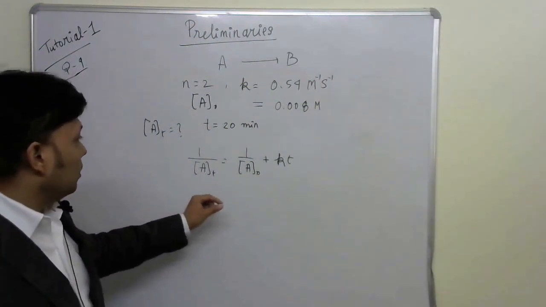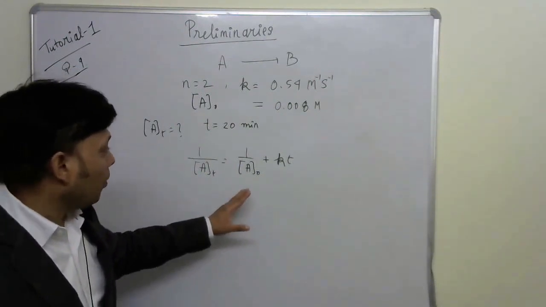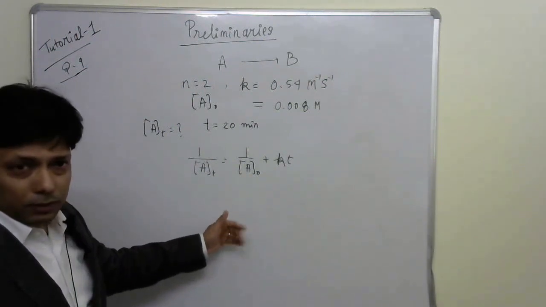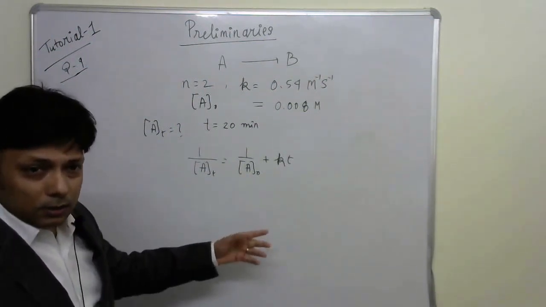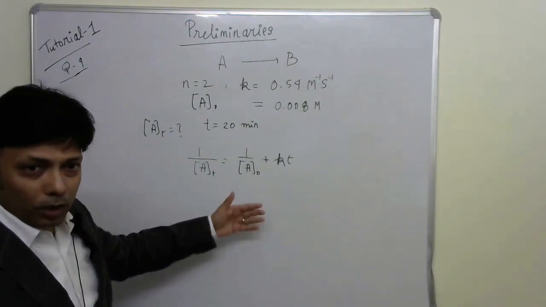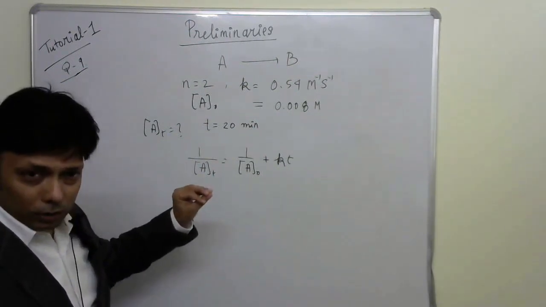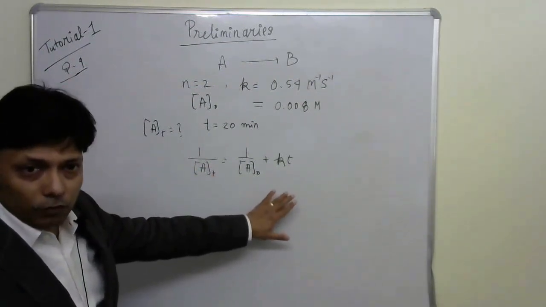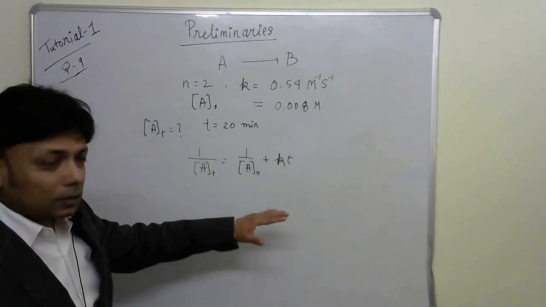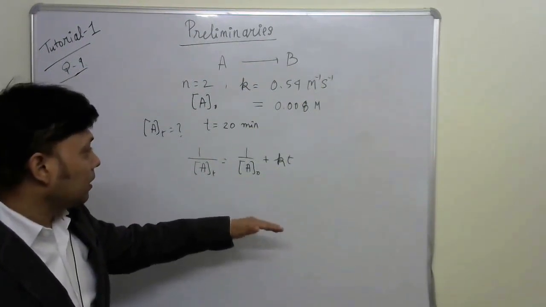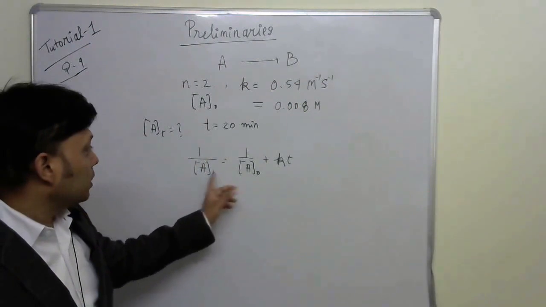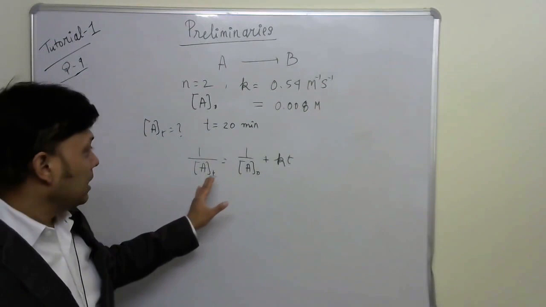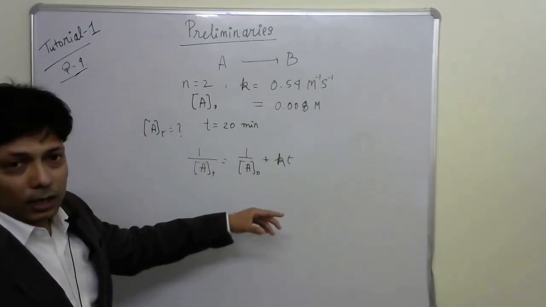Just one comment here: in an exam, if numerical problems are given, then depending on the marks, you have to choose which way to solve. If it is a very short objective type question, 1 or 2 marks, you can directly use this formula. But if it is given 3 or 4 or 5 marks, it's better to deduce this formula from the basic rate equation, that is, -dA/dt is equal to k A squared.